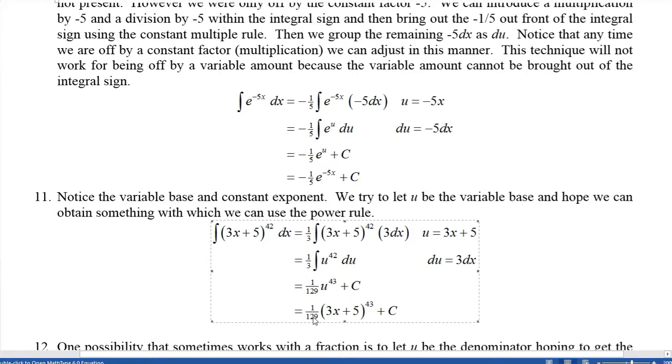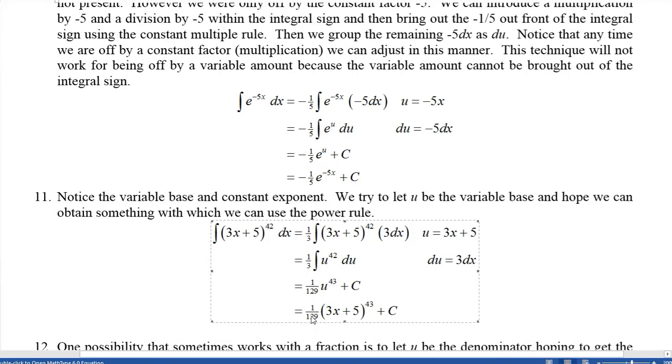43 times 1/129th is 1/3. Then you've got u to the 43rd, so it's 43 times u to the 42nd. So you get a 3x plus 5 to the 42nd. The 43rd times the 1/129th makes 1/3. Now you had a u substitution here, so you've done the chain rule. You have to multiply by the derivative of the inside part, which is 3, and that cancels the 1/3. And sure enough, you're right back here where we want to be. So that's how you can check it.